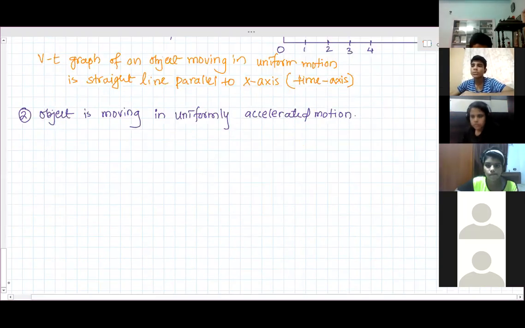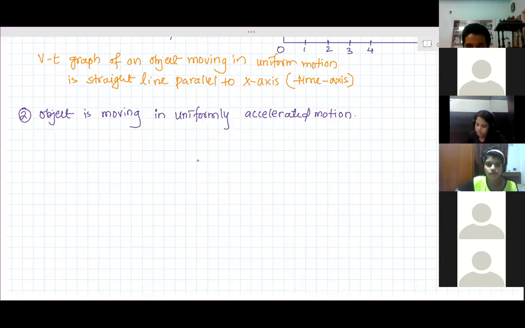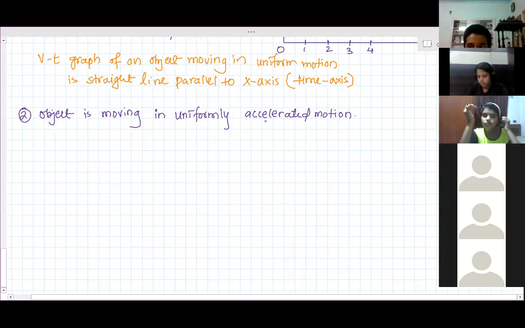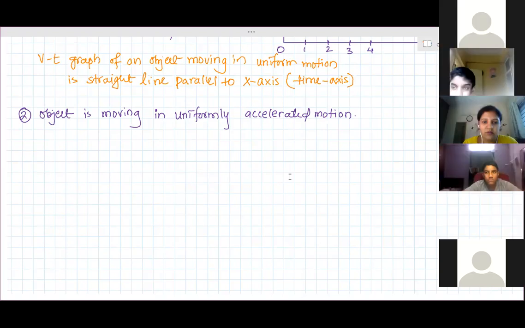So what do you mean by uniformly accelerated motion? The name itself suggests it: uniform means constant, accelerated means acceleration. When the object is moving in uniformly accelerated motion, that means it is increasing its speed, but at a constant rate. The object is not moving in uniform motion. Uniform motion means when speed remains constant, right? So at that time, what is the acceleration when the object is moving with uniform motion? Constant.